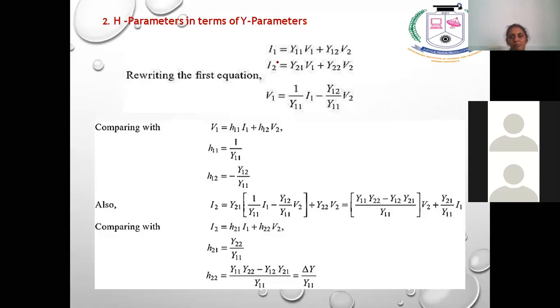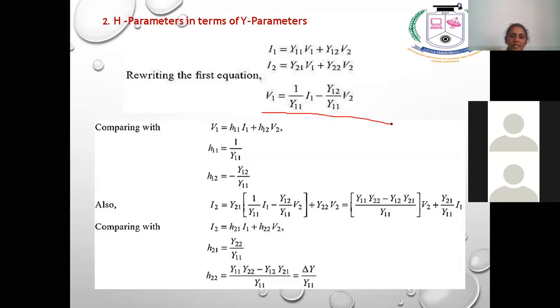Okay. Now compare this with the H parameter equation. When you compare this, you get the H11 value is equal to 1 by Y11 and the H12 value is minus Y12 by Y11. Okay, so we have got 2 values now. The other values need re-substitution. So substitute now in the second equation. I2 is equal to Y21 into V1. What is V1? V1 is what we had found out: 1 by Y11 into I1 minus Y12 by Y11 into V2, plus Y22 into V2.